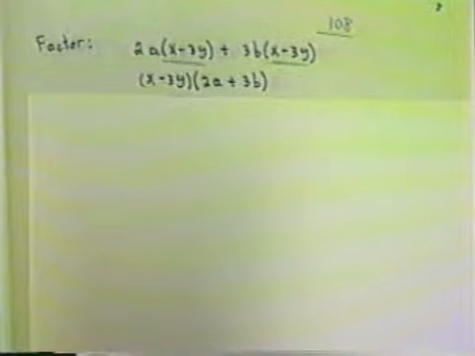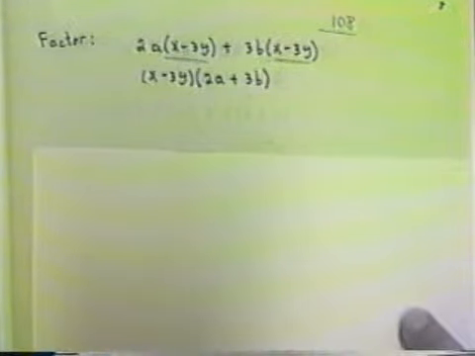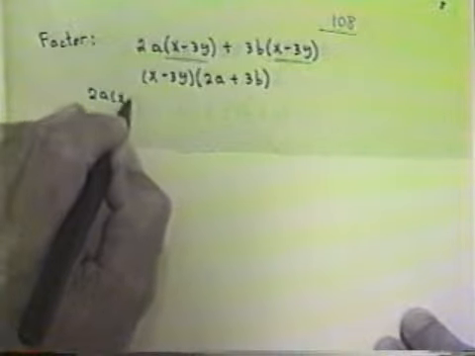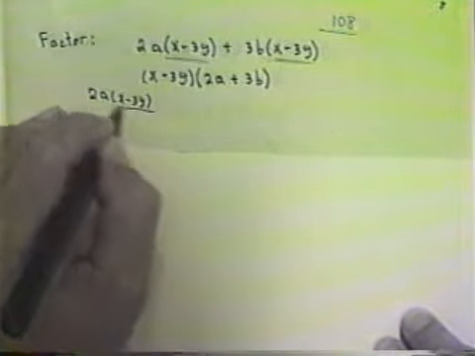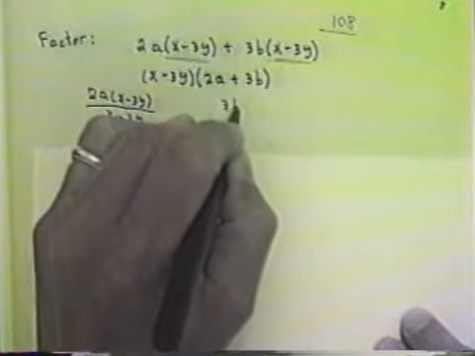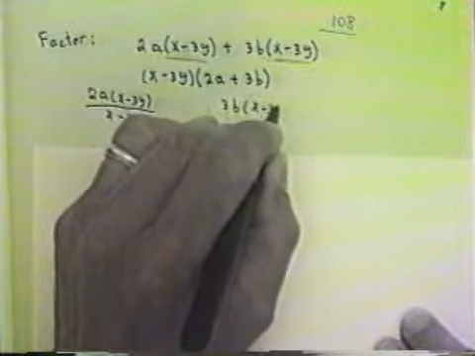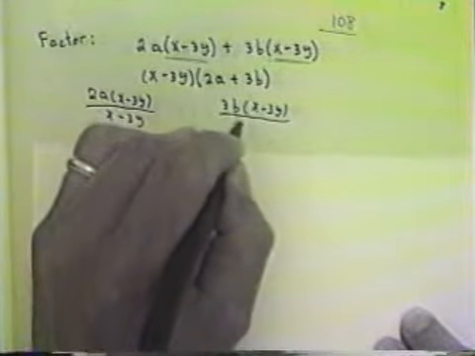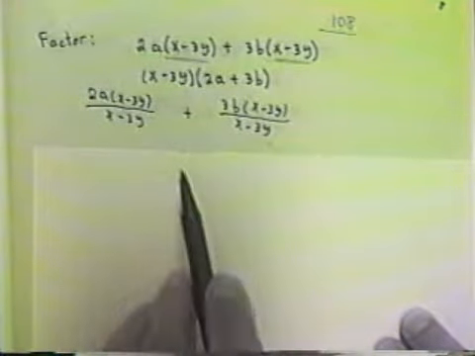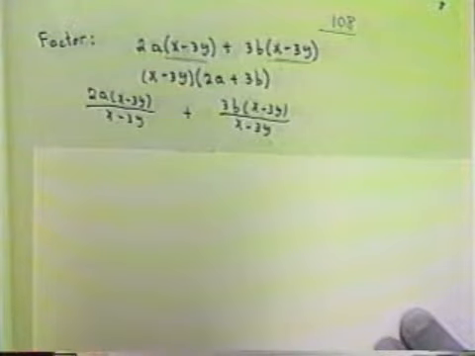Now let me go over to the side and show you what I have done to get these terms, or I'll just work it under it. I've taken the 2a times (x - 3y) and divided it by x - 3y, and I took the 3b times (x - 3y) and I divided it by x - 3y. In other words, I divided the polynomial by the common factor x - 3y.